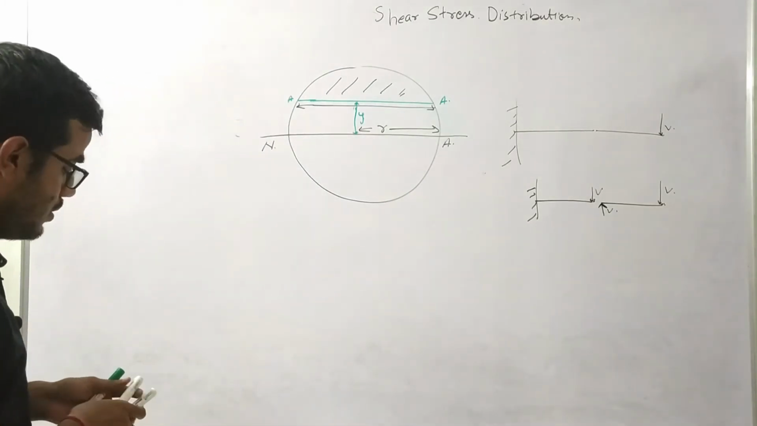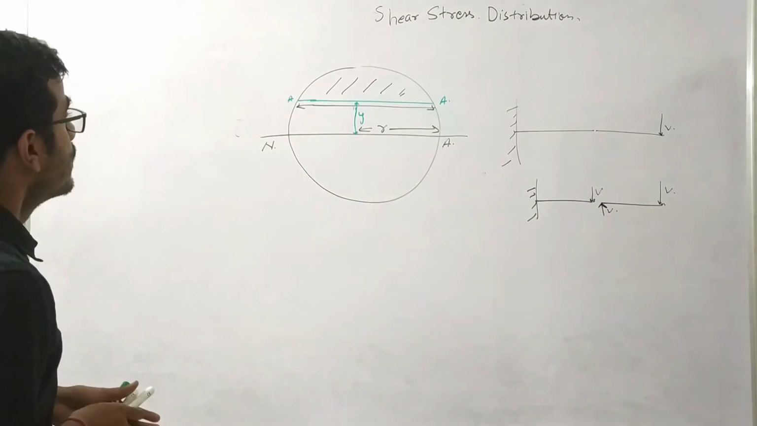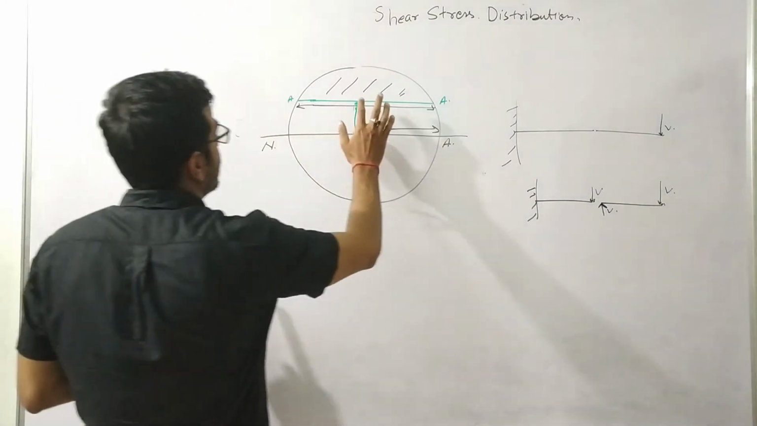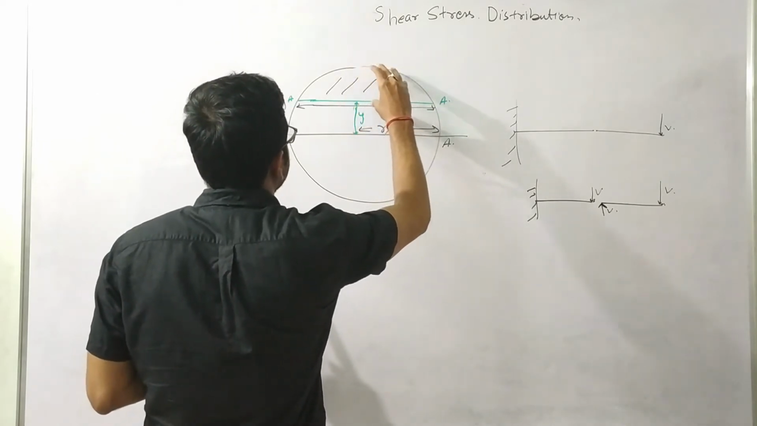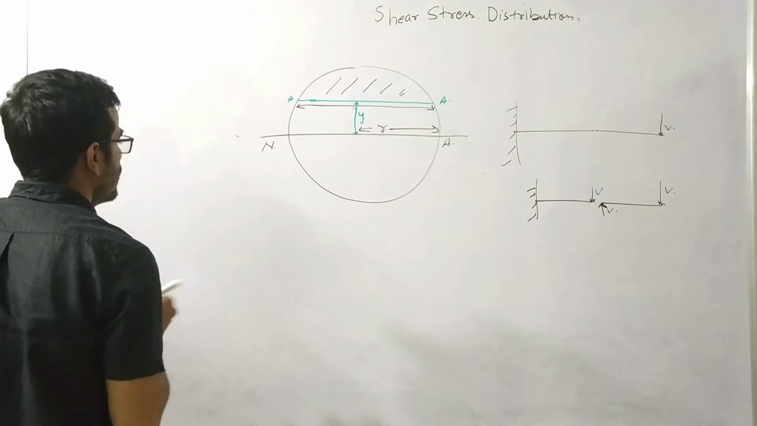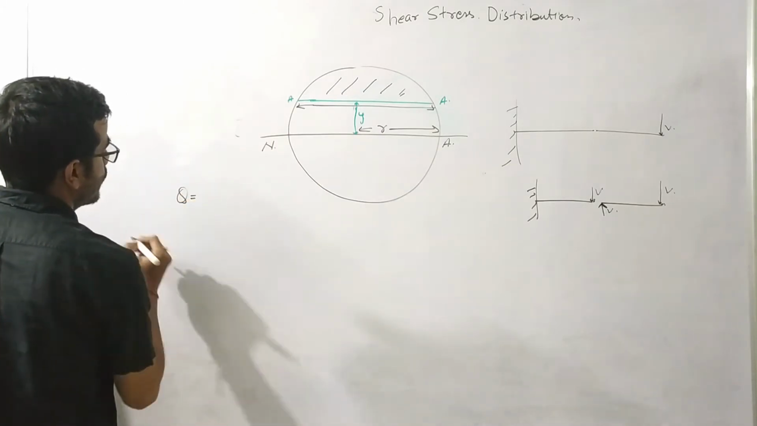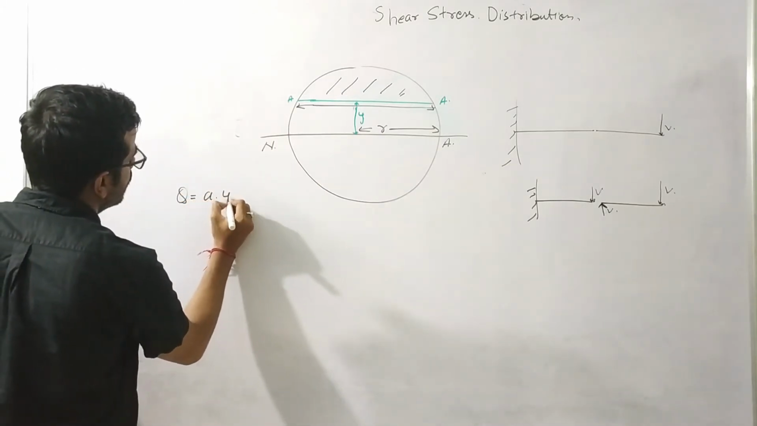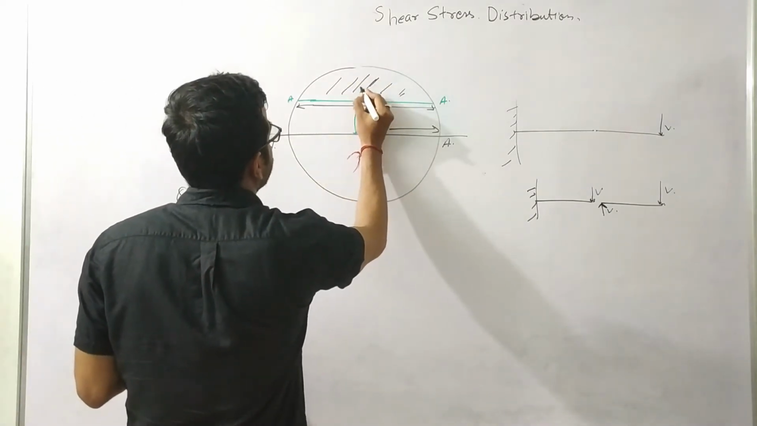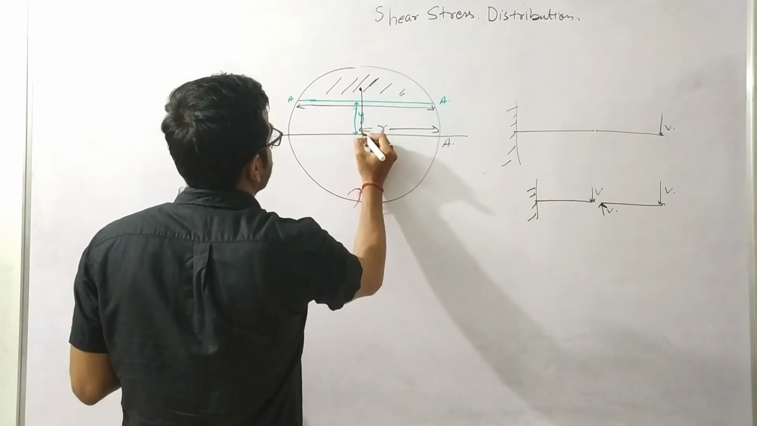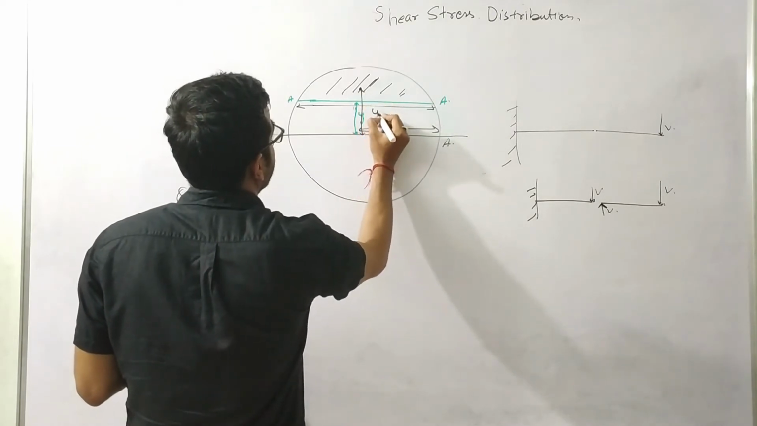So now, at a distance of y, first I need to calculate the first moment of area of this portion. So what will be Q? I can write Q as A into y bar. Y bar is the centroid of this portion from the neutral axis. This will be my y bar.